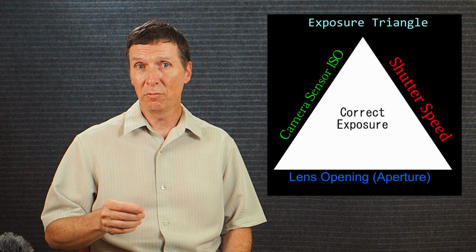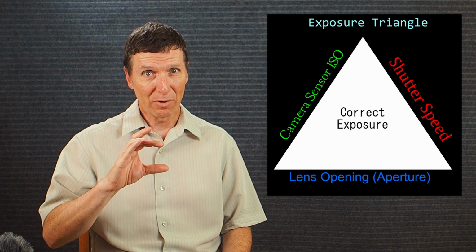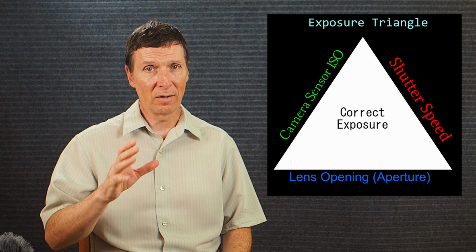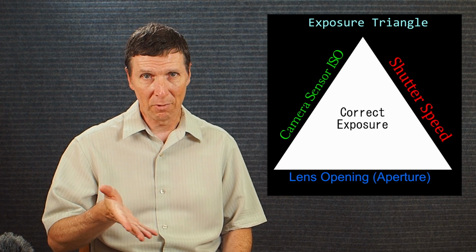So number one, the aperture or lens opening. Number two, the shutter speed. And number three, we've got the camera sensor sensitivity. So adjusting the camera sensor, how sensitive you want it to be.